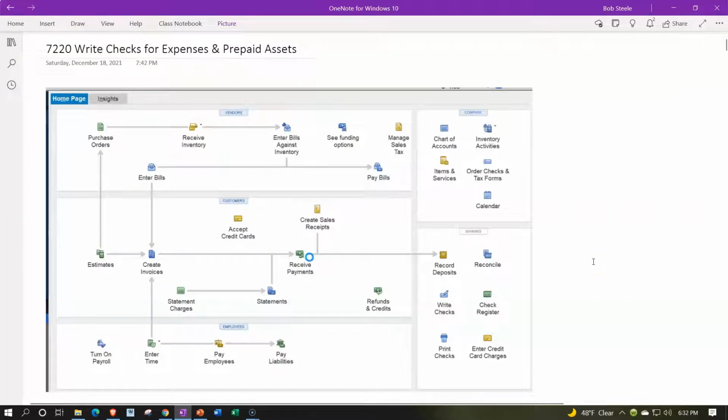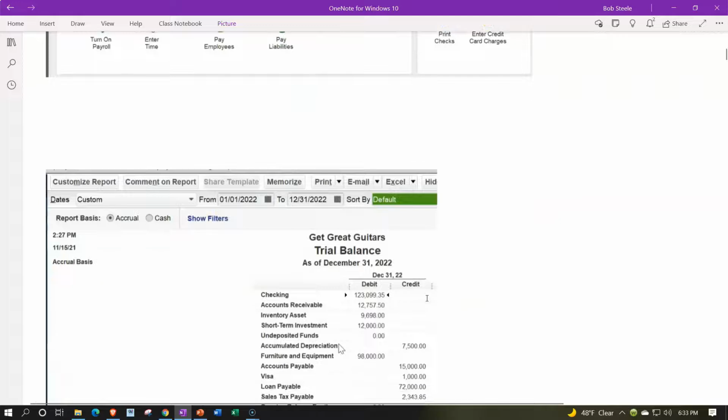We're going to be entering checks for normal kind of month-end types of bills. We'll be using the check form in order to do it. Next month, we'll use the bill form to enter the bills and then pay them, but we're on more of a cash basis system this time with the write checks form.